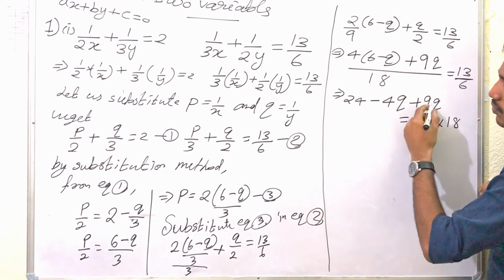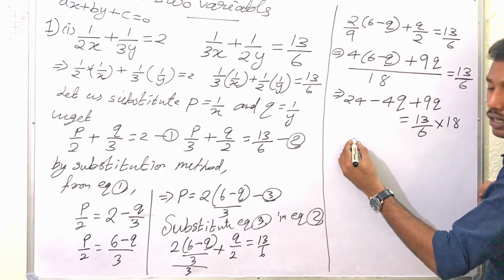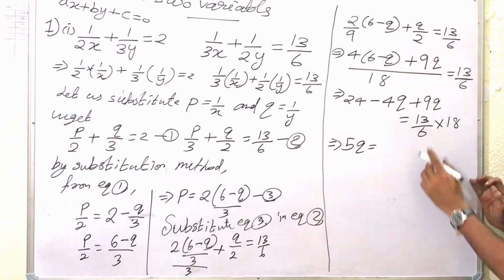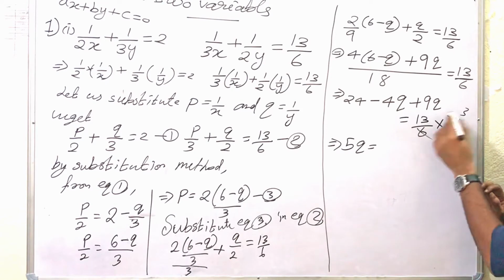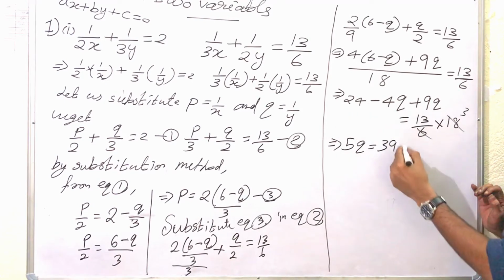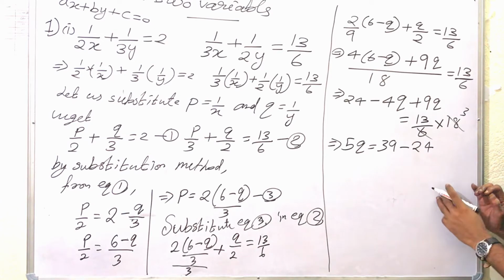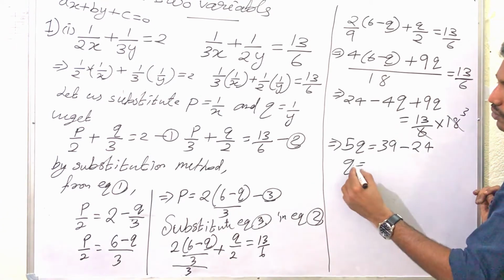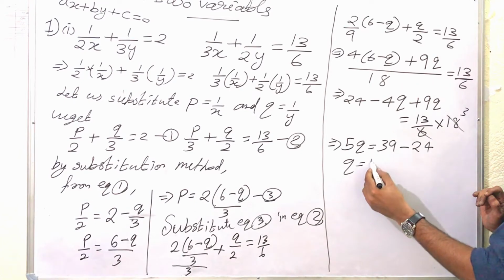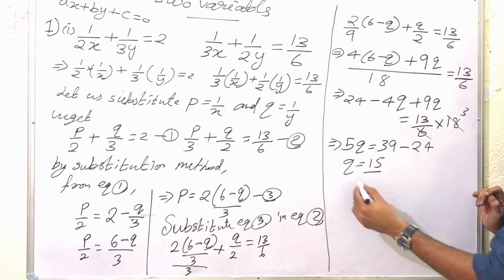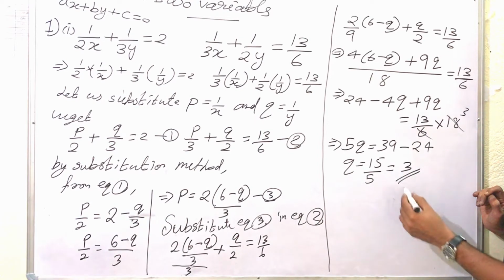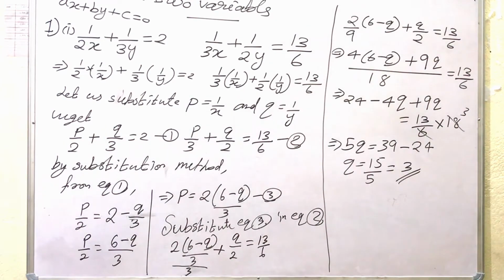Then minus 4q plus 9q will be plus 5q is equal to, this is cancelled to 3. 13 into 3 is equal to 39 plus 24 will be minus 24. That is, q is equal to 39 minus 24 is 15, divided by 5 on both sides, which is equal to 3. So q is equal to 3 we have got.